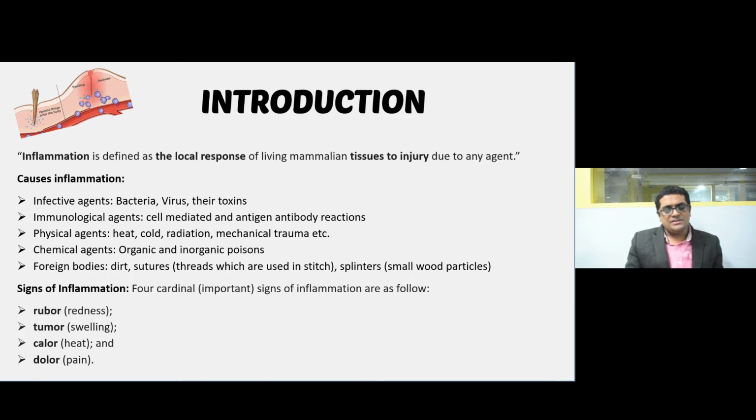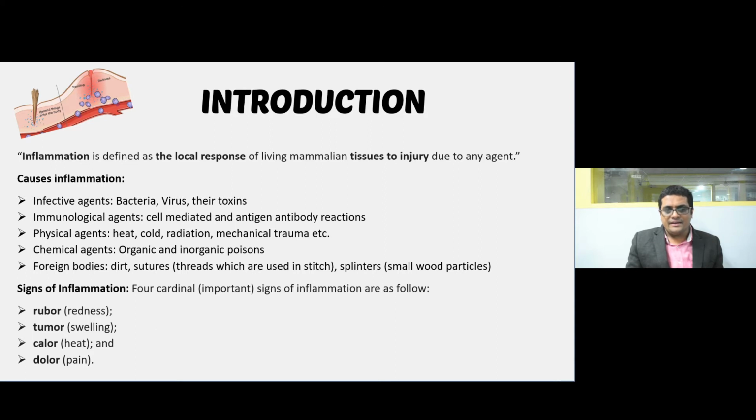The various causes of inflammation are infective agents like bacteria, virus and their toxins. Immunological agents are cell mediated and antigen antibody reaction. Physical agents like heat, cold, radiation, mechanical trauma, etc. Chemical agents, organic and inorganic poisons, and foreign bodies like dirt, sutures, thread which are used in stitches, splinters, small wood particles.